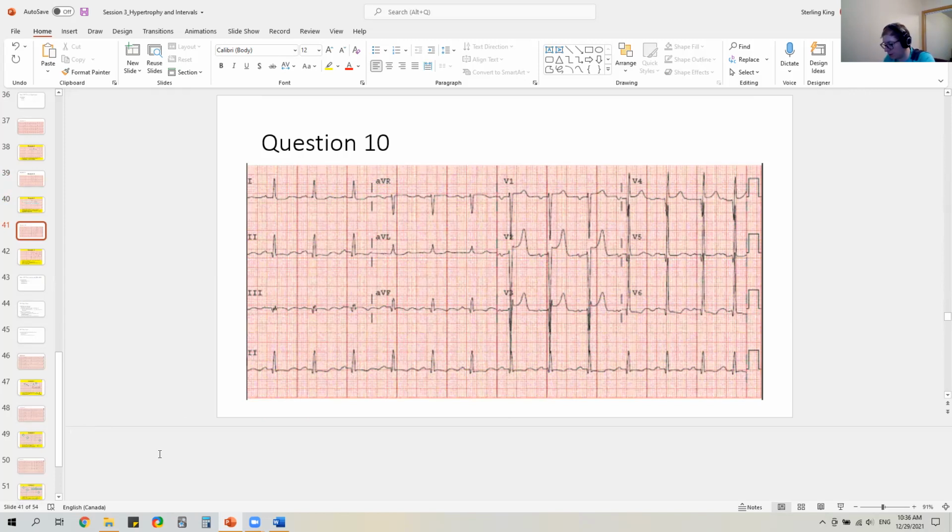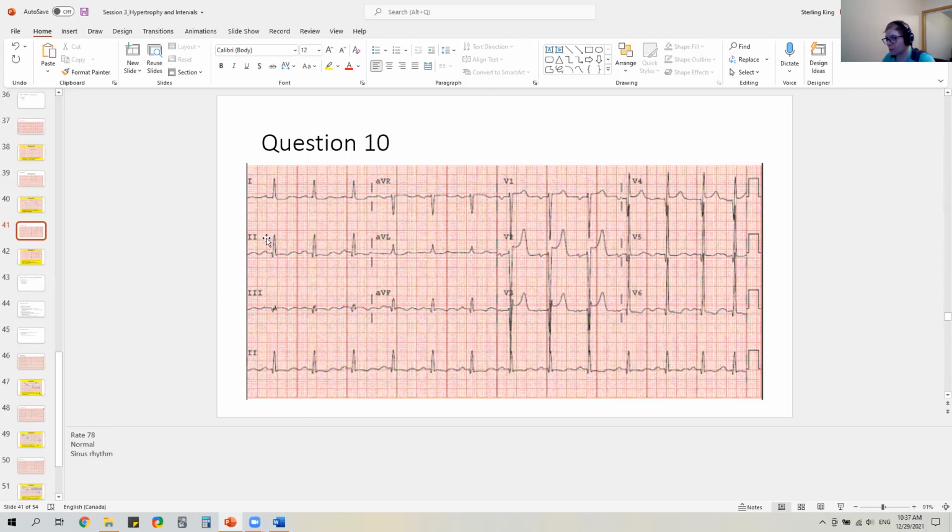So 6 on 13 is 60, 78. So rate 78. My axis is normal, so up and up. My rhythm looks like there's a P, QRS, T. Man, T is really far away. P, QRS, T. Yeah, it looks like a pretty steady rhythm. No dropped QRSs, so it looks like a sinus rhythm.